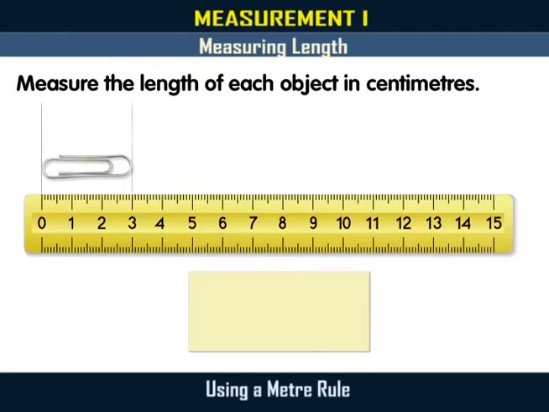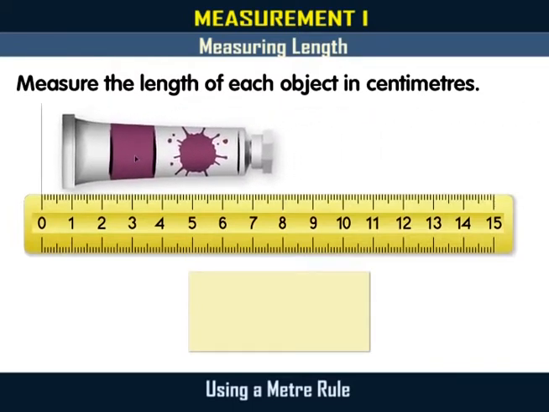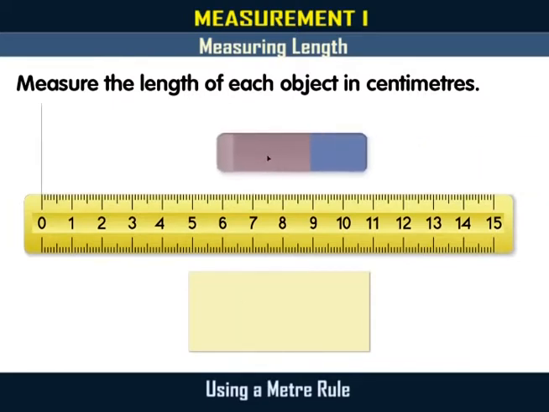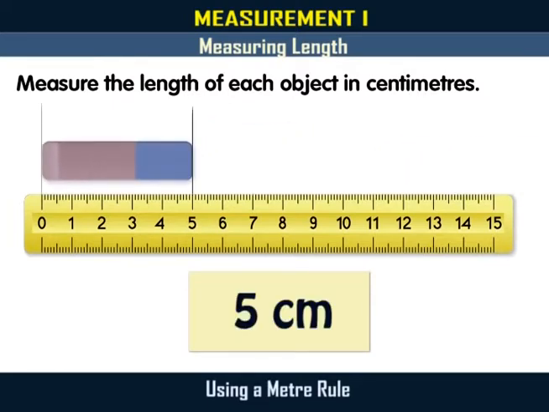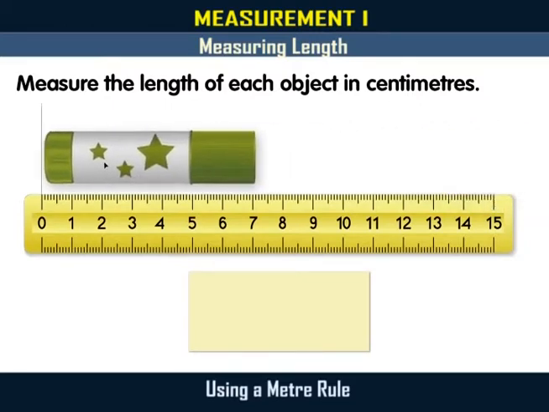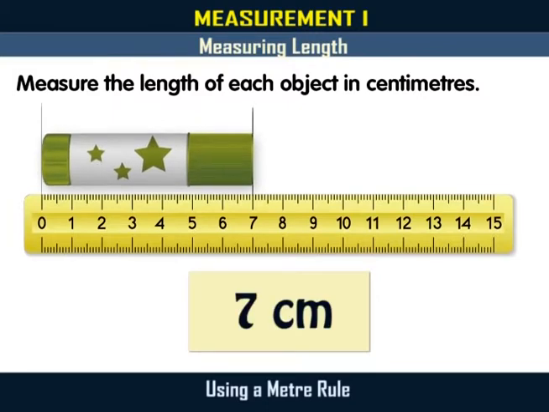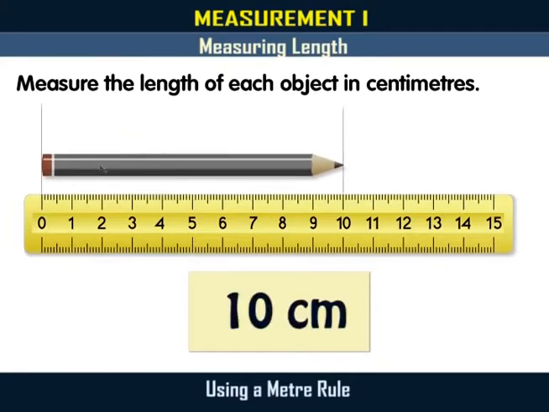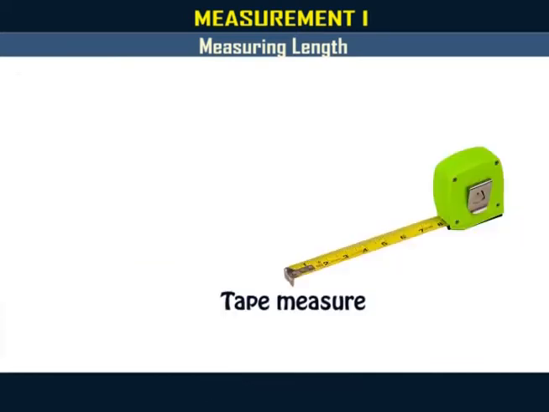This paper clip is 3 centimeters long. This is 7 centimeters long. The eraser is 5 centimeters long. The glue stick is 7 centimeters long. And the pencil is 10 centimeters long. A tape measure can also be used to accurately measure lengths.